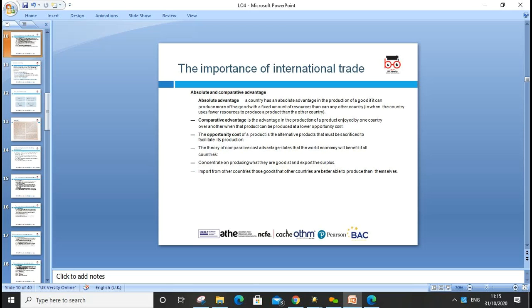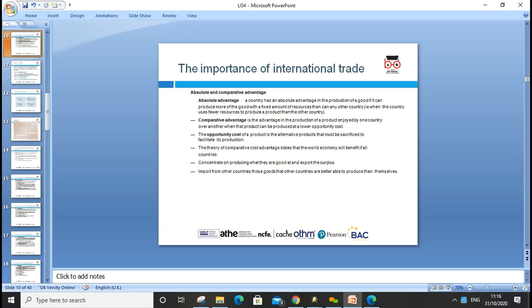Competitive advantage is the advantage enjoyed by one country over another in the production of a product, when the product can be produced at a lower opportunity cost. Lower opportunity cost means you choose one opportunity over another. Like you attending this lesson and missing other opportunities. So you have to measure the cost and do a cost-benefit analysis to find which opportunity is best for you.